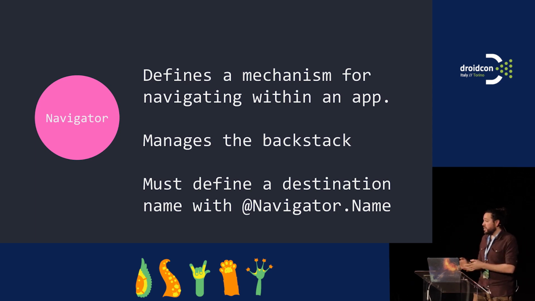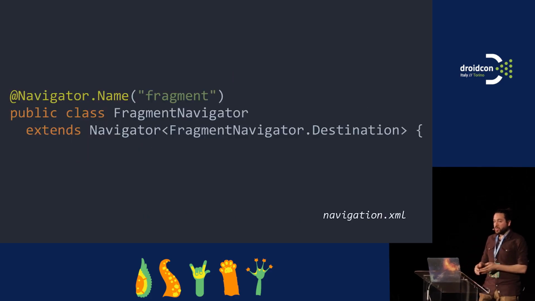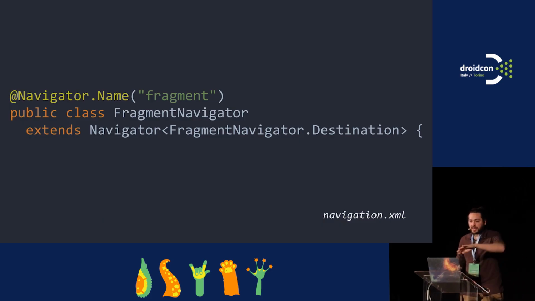And when you are defining your navigator, because you can implement your own navigator if you want, you need to put the Navigator.Name annotation as a header. This way, for example, if we take the fragment navigator, the current implementation, you have this fragment annotation. Again, I won't go deeper because, as you see, I don't have time. But there are still many things to come.